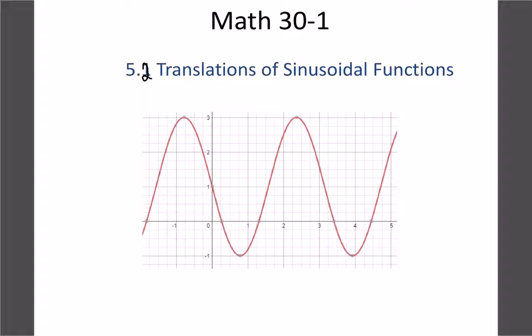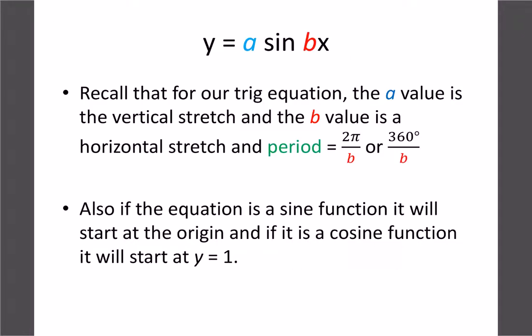So you can see with this graph we've got everything going on. We've got some stretches, some translations, and so on. So we'll come back to it later on. So remember from our previous lesson that so far our equation is a sine bx. So the a is our amplitude or our vertical stretch. Our b is related to our period, so that'll give us our horizontal stretch, and from that we can figure out the period of the graph, and from that we can draw our graphs.